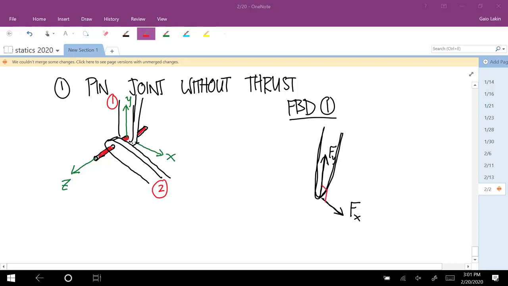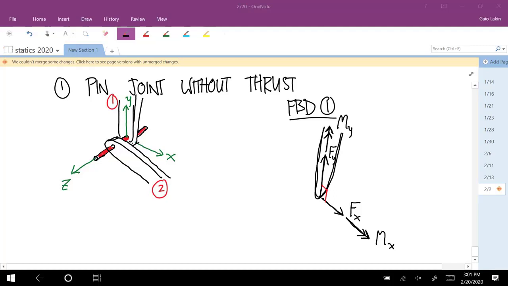And now what about the couples? Well, we said that there was a couple preventing it from rotating about x. So I'll call that a couple component mx. And there was a couple preventing it from rotating about y. So there'll be an my.